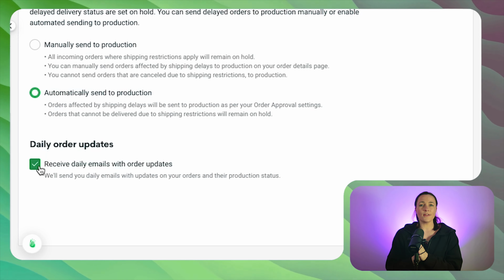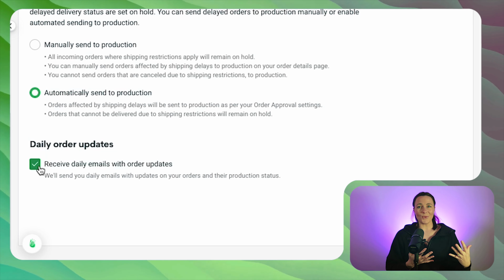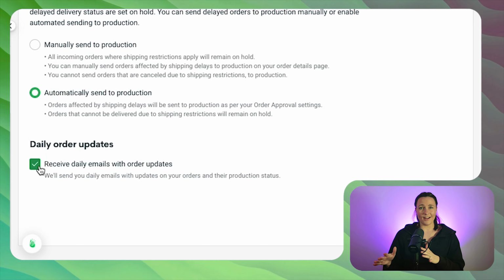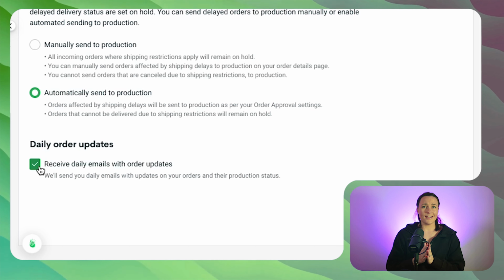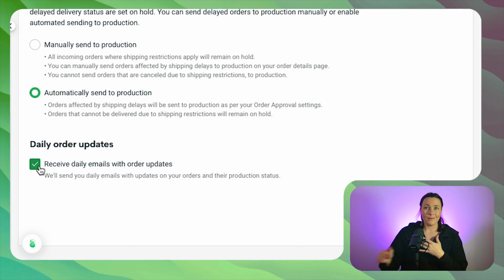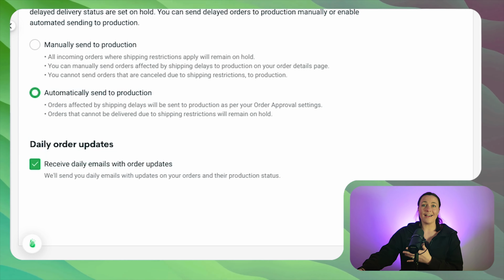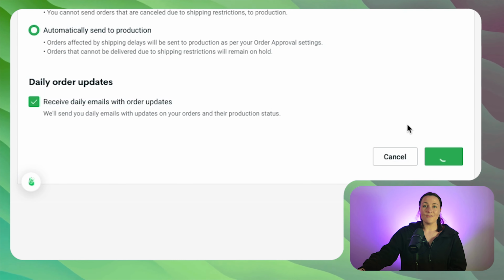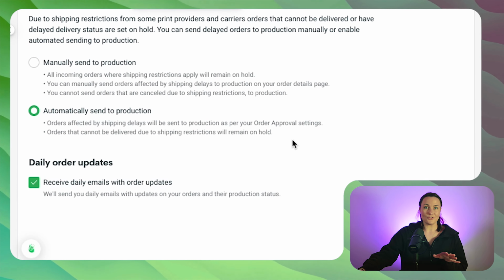So getting an email that may say like, hey, you have an issue with your order will totally make your life easier and just be able to keep a closer eye on your orders as well as making sure that your customers are going to remain happy. Because at the end of the day, it's the customer that matters. Now, you want to click save or none of these settings are going to actually save.